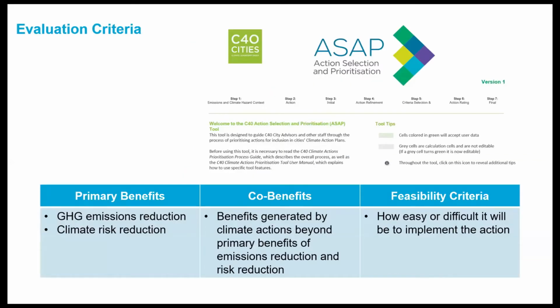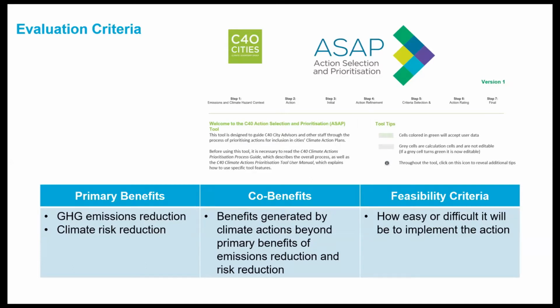So again, as I previously described, the process we used considered 3 lenses for action evaluation. There's the primary benefits, that's the greenhouse gas and climate risk reductions. There's the co-benefits, and there's feasibility. The co-benefits, or the additional benefits as we framed them in survey number 1, are those beneficial impacts actions can provide beyond the primary benefits that are the main purpose of the CAAP. And then feasibility, again, is just describing how easy or hard an action would be to implement.